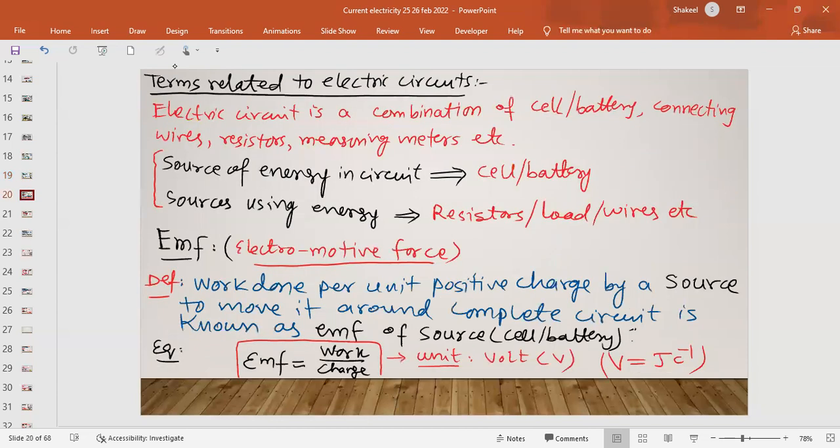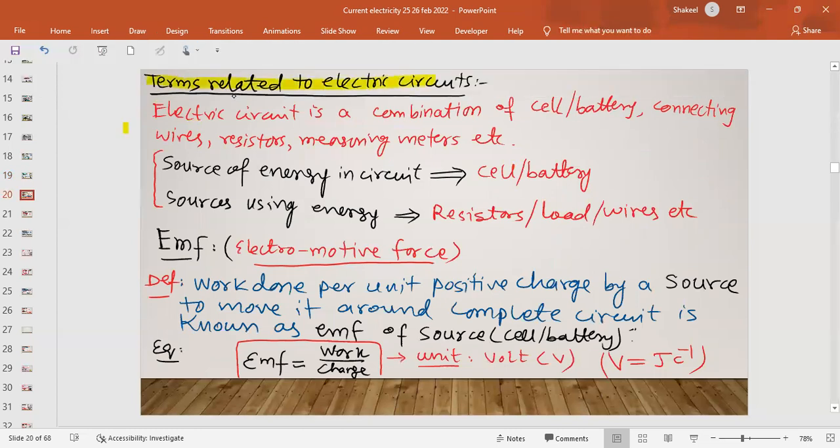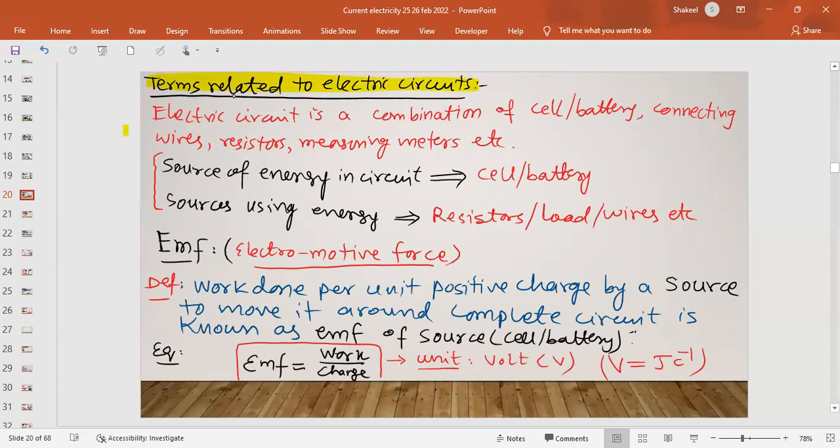Okay, now we have to move to the next thing, which is terms used in electrical circuits. These are simple terms, so we can cruise through this. An electrical circuit is a combination of cell, battery, connecting wires, resistors, and measuring meters. The sources of energy in the circuit are always a cell or battery, which supply energy, and the things that use energy are actually resistors, load, or wires, etc. They consume electrical energy.